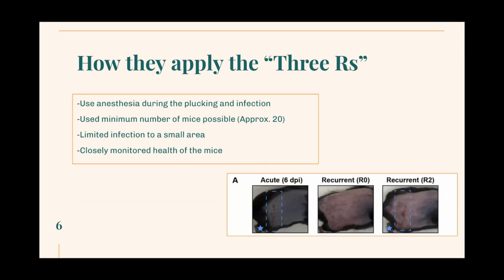And how they apply the three R's is, whenever they plucked the mice and infected them, they made sure to use anesthesia, both numbing the mice and putting them under sedation. They also used the minimum number of mice possible, reducing it to around 20. They limited the infection to a small area, as you can see in the picture, just a small part of their back flank or their back legs was used. And then they closely monitored the health of the mice.